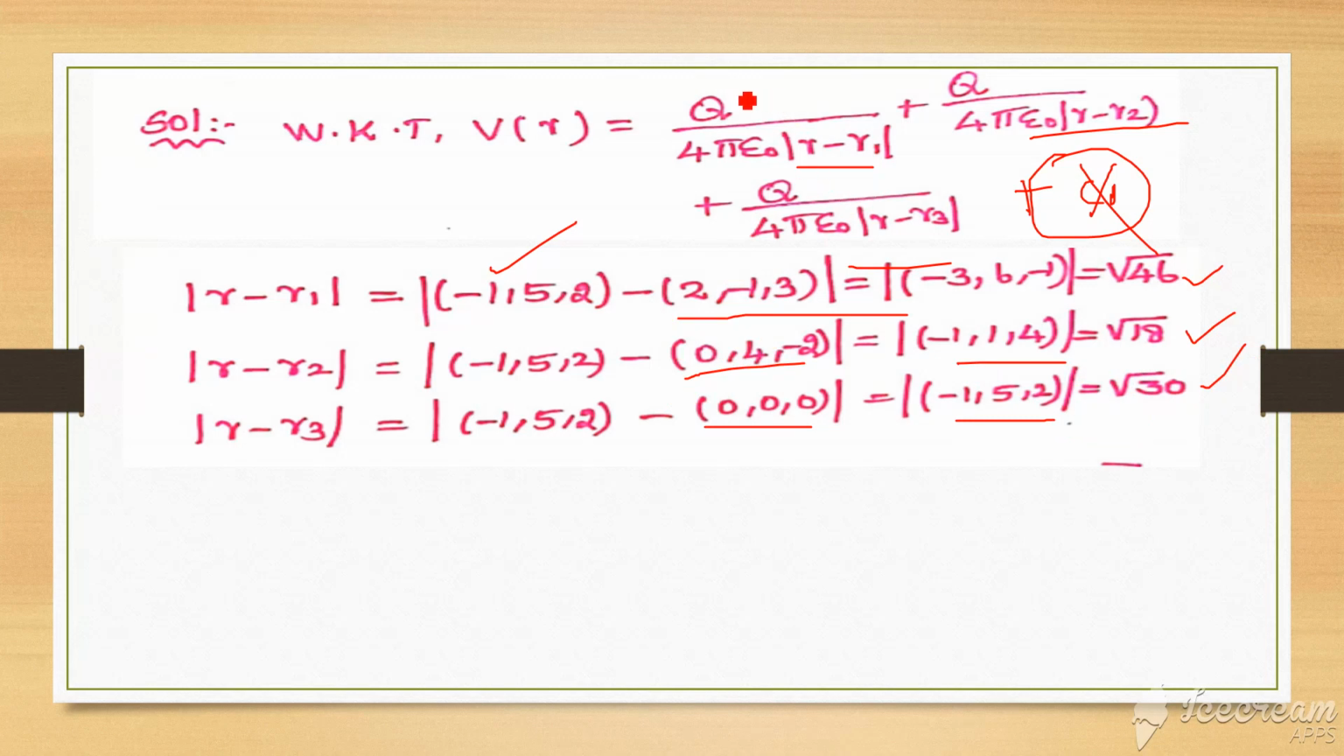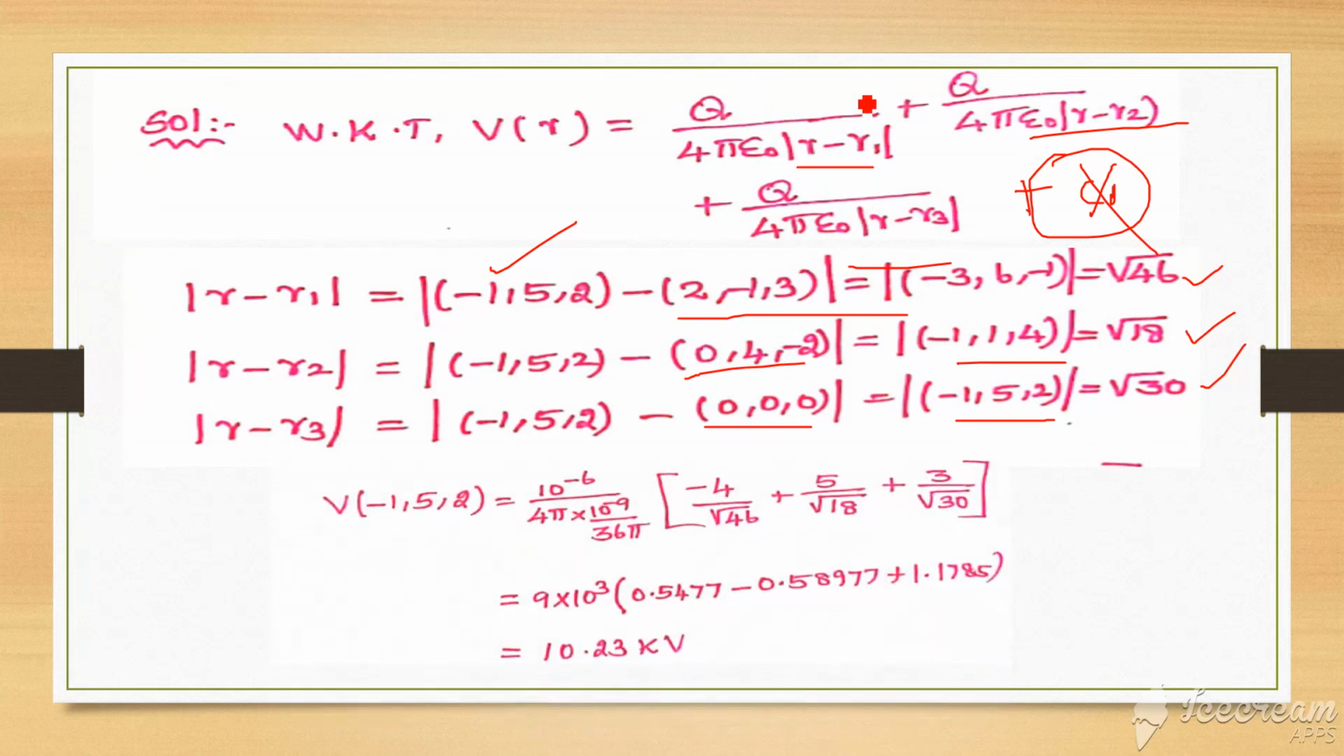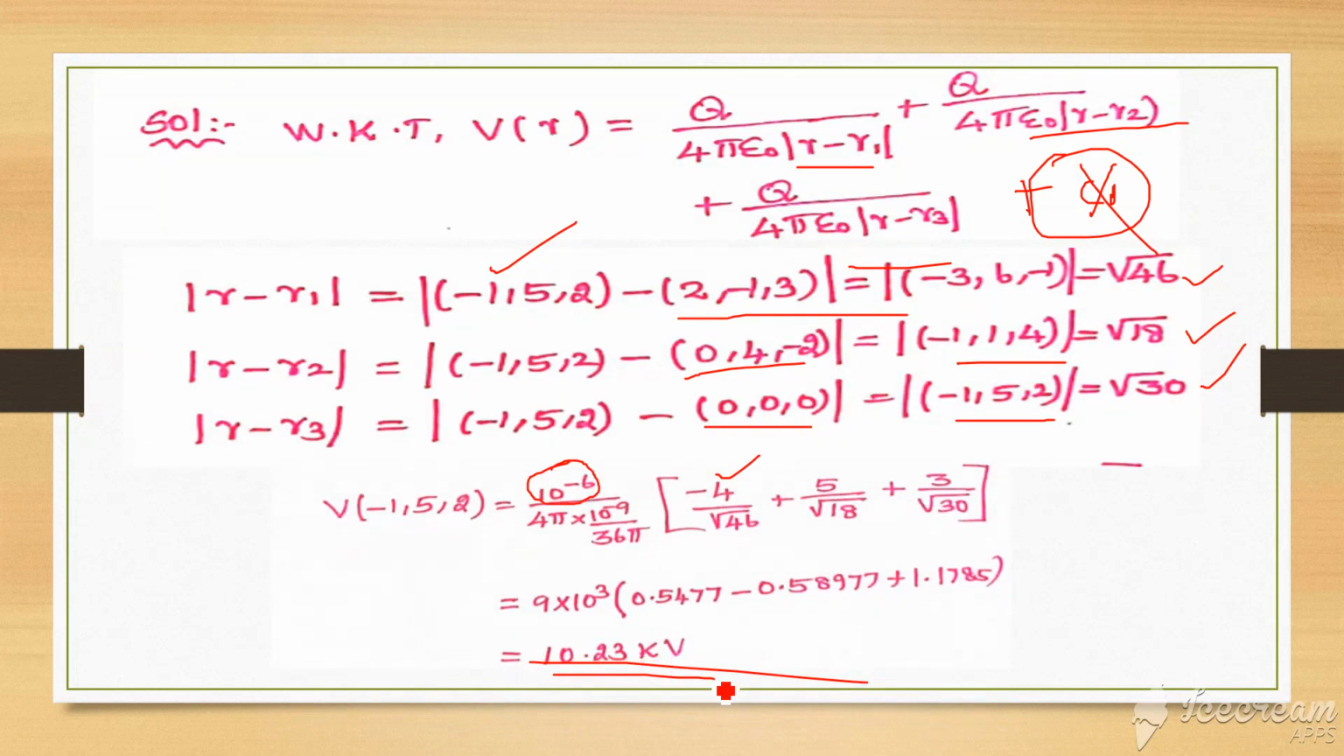Now substitute these values simply in the above equation. Here also all the charges are in microcoulomb, so I take 10 power minus 6 common. What about the remaining values? 4 pi epsilon naught is common, and 4 pi epsilon naught value is 10 power minus 9 by 36 pi. So remaining is q divided by the distance. Q in the first case is -4 divided by distance root 46, in the second case q is 5 and distance is root 18, and in the third case q is 3 divided by root 30. Solving this we get the answer as 10.23 kilovolt. This is the final answer for this question.